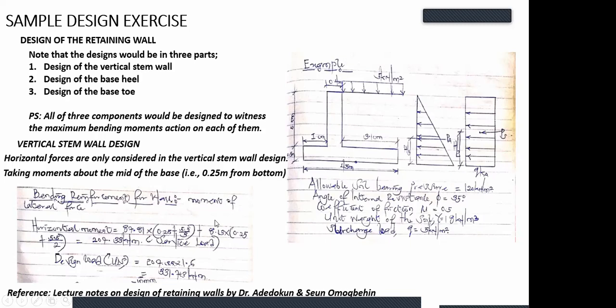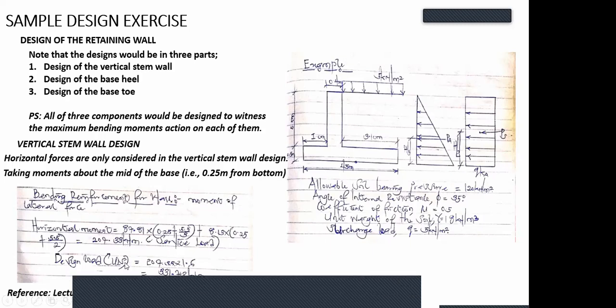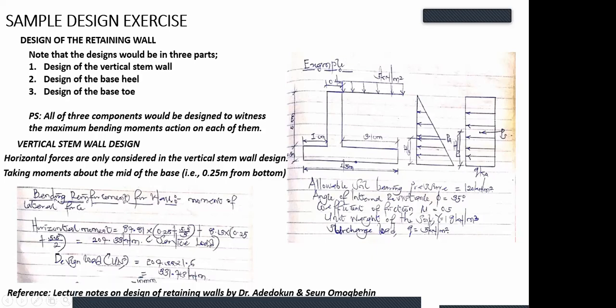So for vertical stem wall design, we get our design moments from our horizontal moments. That is your surcharge horizontal component and your earth horizontal component. By the time you add both of them together, you have 207.3 kilonewton. Obviously, we're not designing yet. So the factor of safety, when we are designing for the base, we use 1.4. But when you are designing a vertical stem wall, you use 1.6.